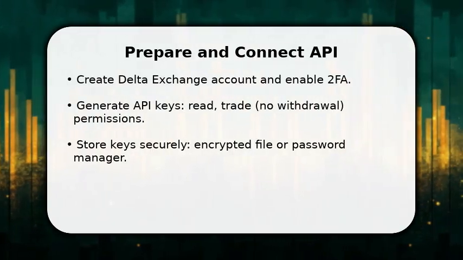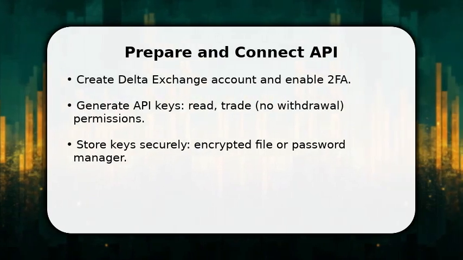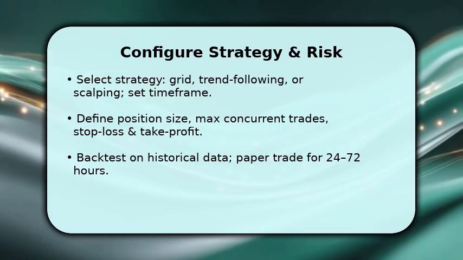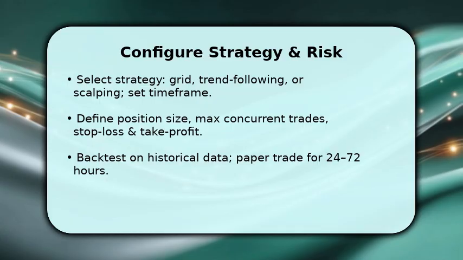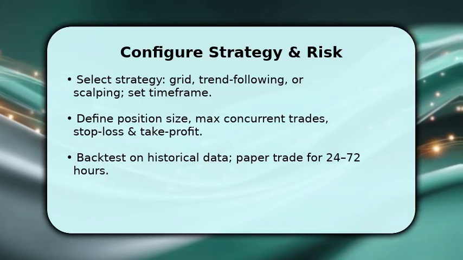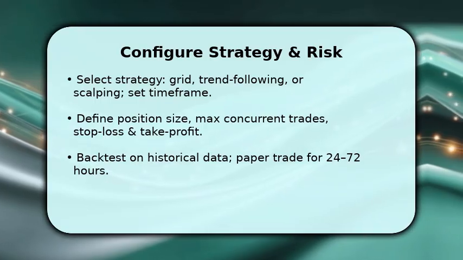You now pick a strategy that matches your time horizon and volatility tolerance. Choose grid for range markets, trend following for momentum, or scalping for fast moves. Then configure position size, maximum concurrent trades, and set stop loss and take profit rules to guard capital.